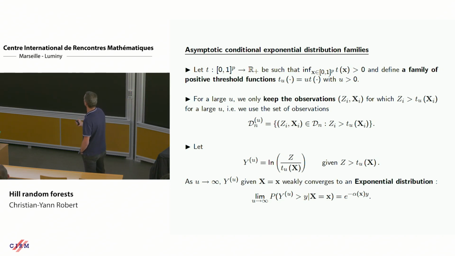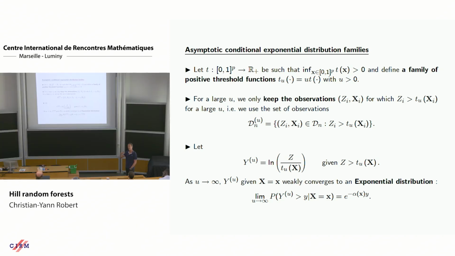And then what is done, in general, in extreme value theory, is to consider the normalized z. You divide z by the threshold and take the logarithm, and in this case you are approximately close to an exponential distribution. That means you can prove that as the threshold tends to infinity, the survival distribution of this variable tends to an exponential distribution with parameter alpha of x. So the idea is to use the fact that you have an exponential distribution to try to estimate alpha. Not alpha exactly, actually, but the function alpha.